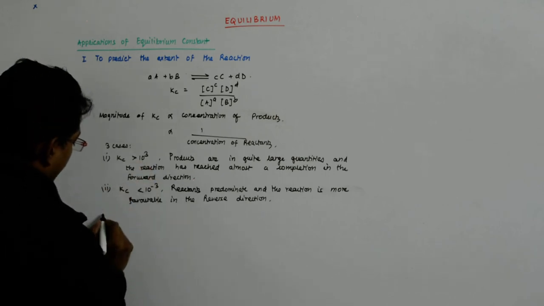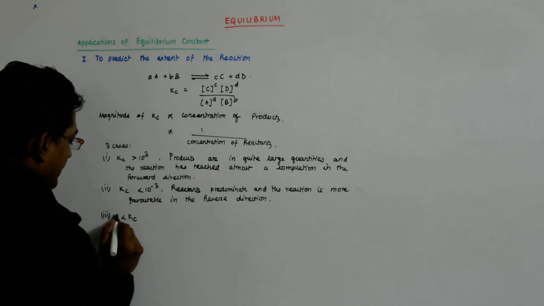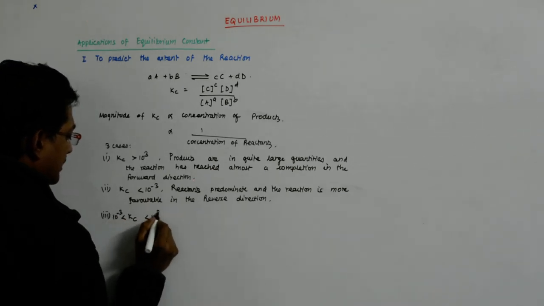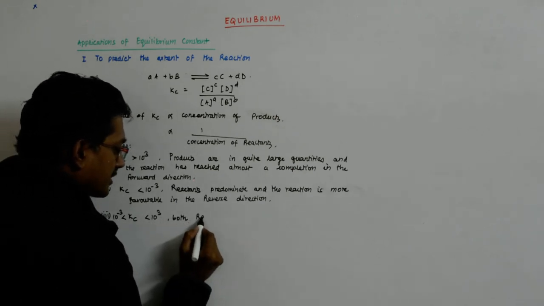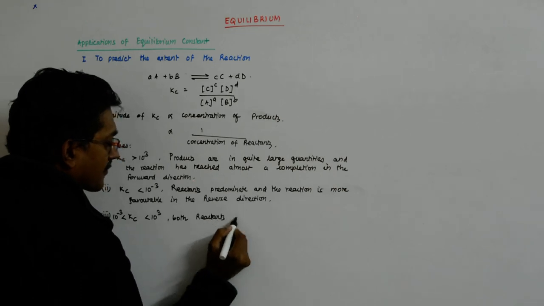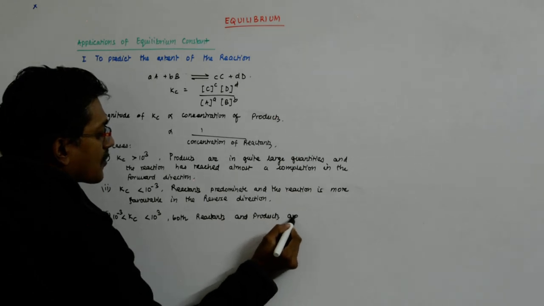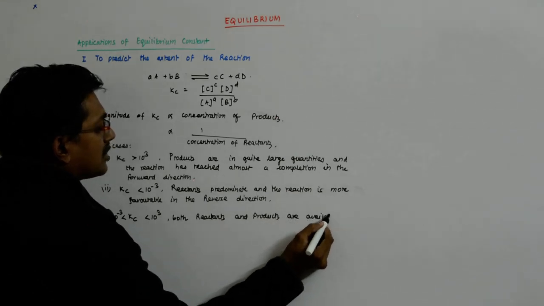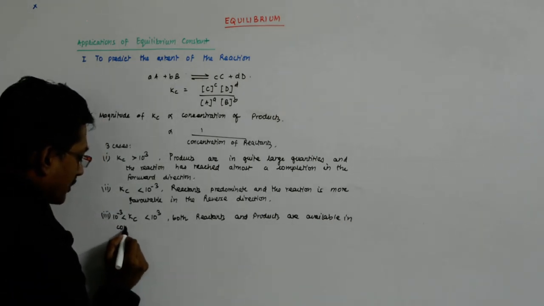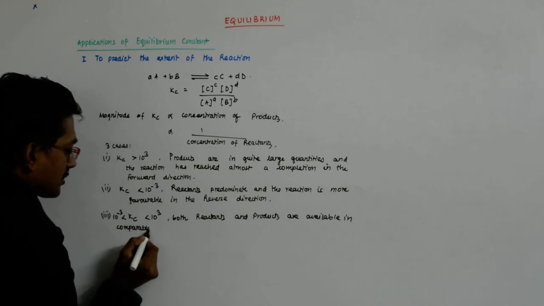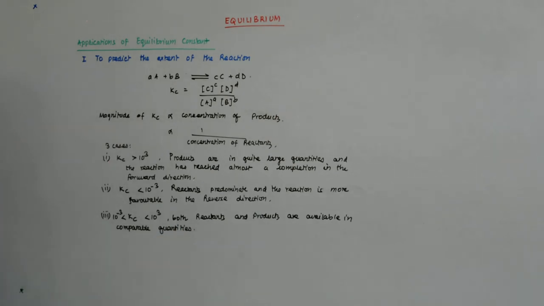And when it is anywhere in between, right? So Kc is greater than 10 to the power minus 3 and less than 10 to the power 3, then both reactants and products are available in comparable quantities. Okay. Comparable quantities. Right.